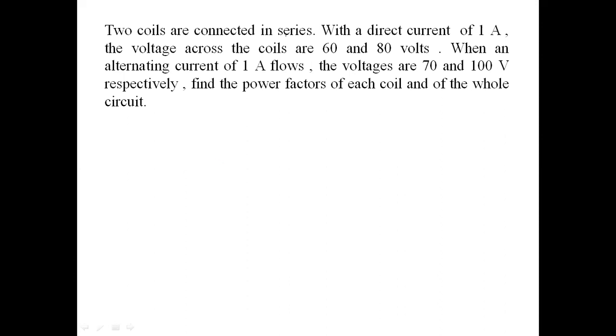Two coils are connected in series with a direct current of 1 ampere. The voltages across the coils are 60 and 80 volts. When an alternating current of 1 ampere flows, the voltages are 70 volt and 100 volt respectively. Find the power factors of each coil and of the whole circuit.